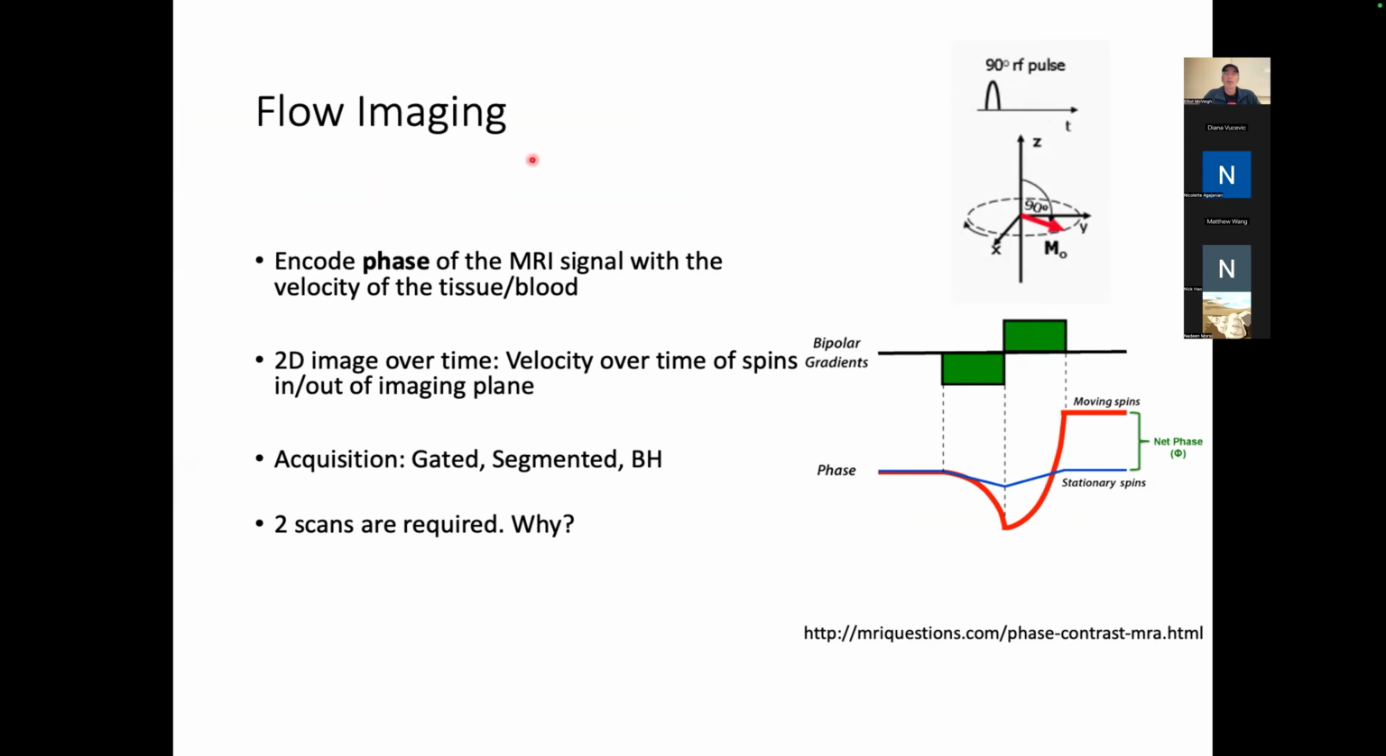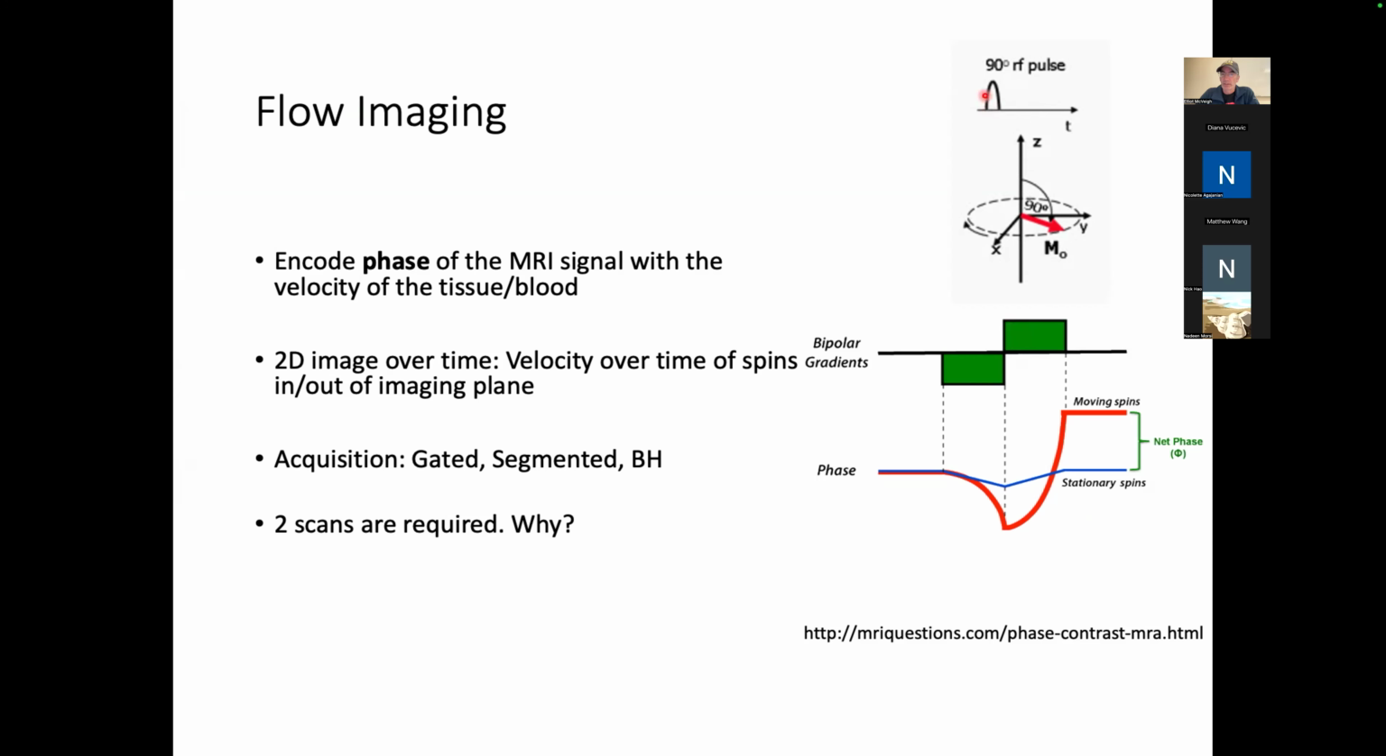So we're going to move to flow imaging. And this is a really clever use of magnetic field gradients, dynamic magnetic field gradients, to actually encode how fast water molecules are moving in a slice.